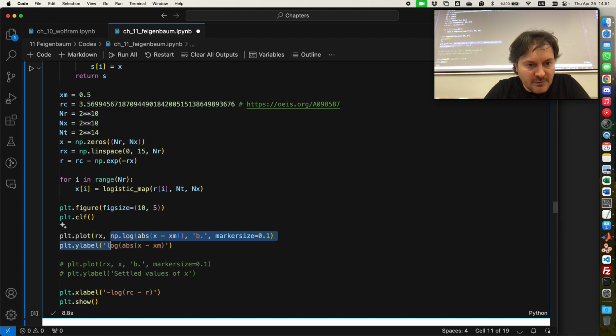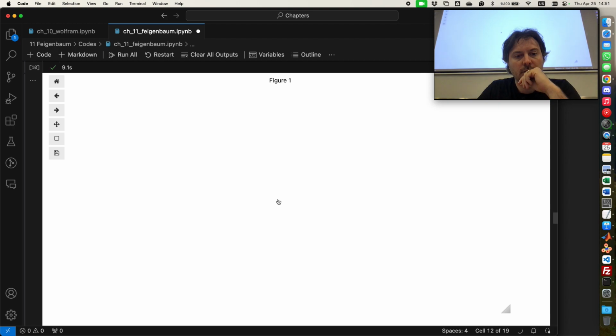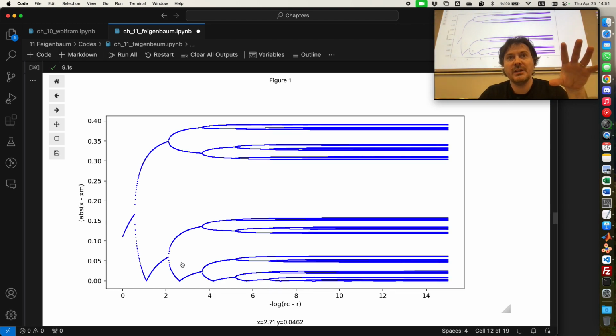Let me plot not the logarithm, just the absolute value first. Just the absolute value of the axis. Okay. Do you see what I did? Whenever it's below 0.5, it's flipped up. Okay? Now, do you see this point?